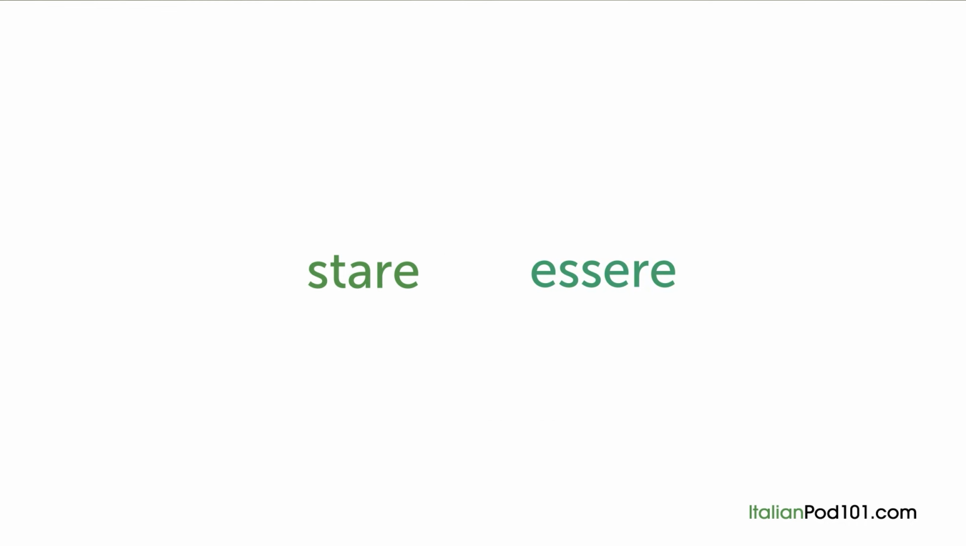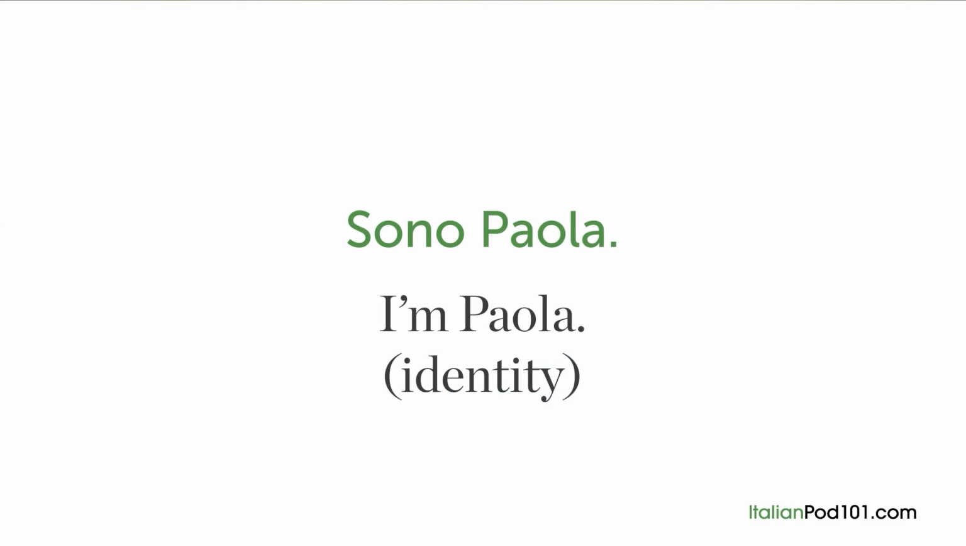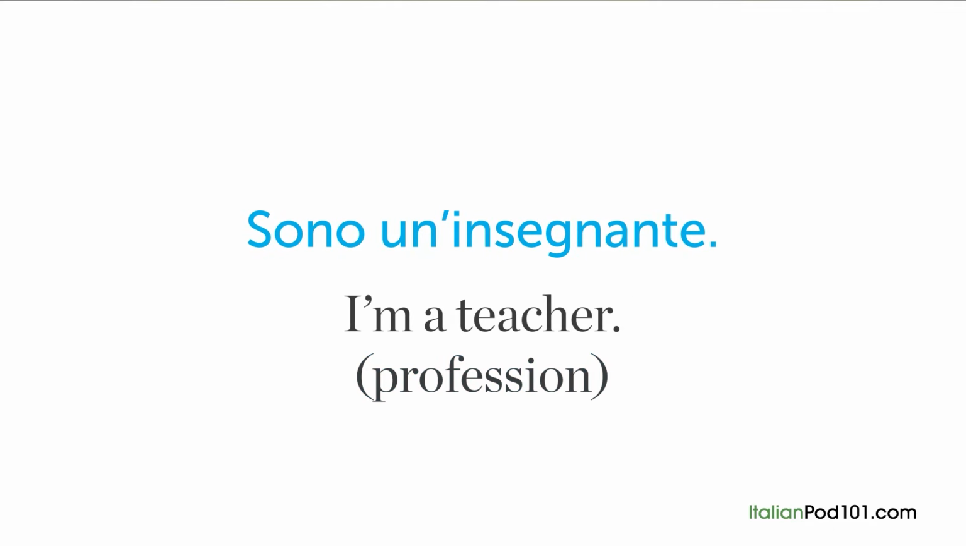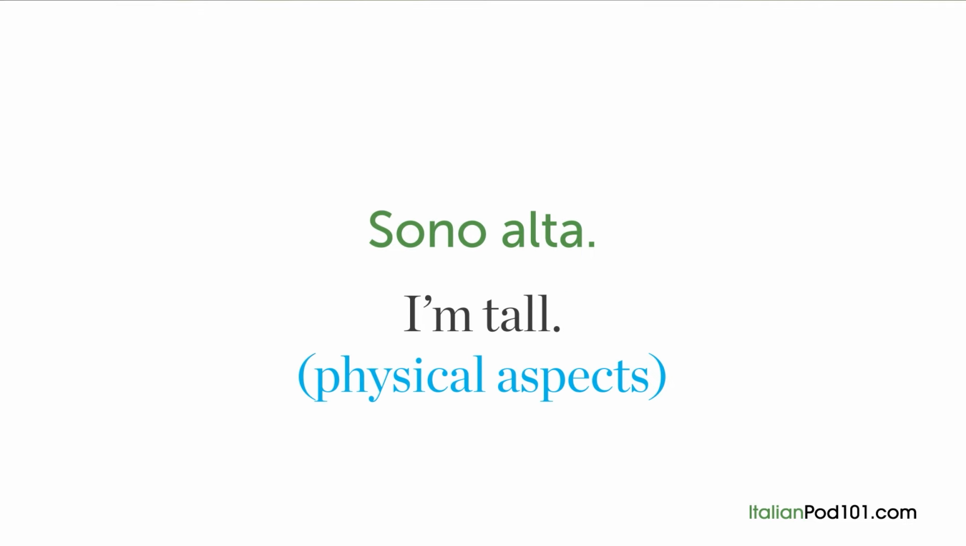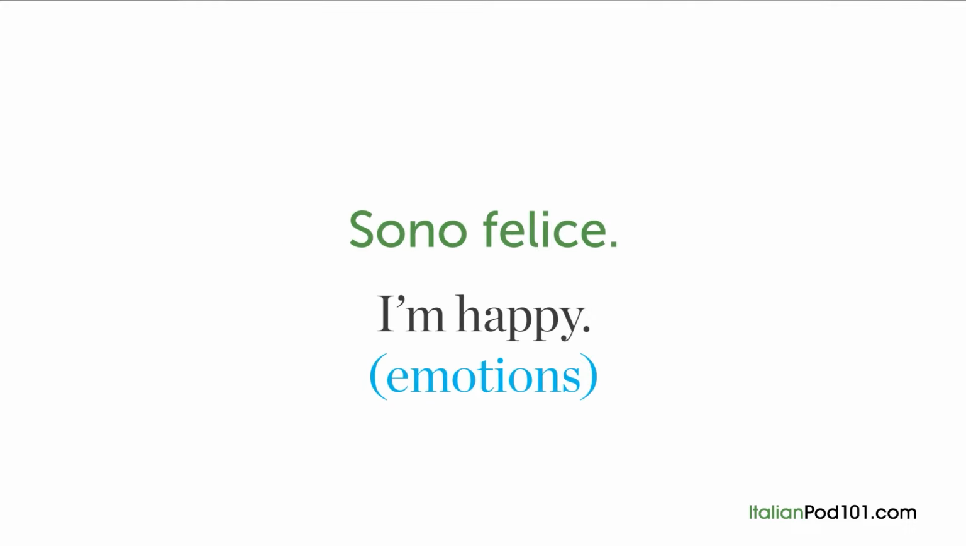Now, both Italian verbs essere and stare can be translated as to be in English, but they are used differently. Essere is a direct equivalent of to be. Generally, it expresses a condition. You can use it for lots of different things like identity, as in sono Paola, I'm Paola; profession, as in sono un insegnante, I'm a teacher; nationality, as in sono italiana, I'm Italian; physical aspects, as in sono alta, I'm tall; emotions, as in sono felice, I'm happy.